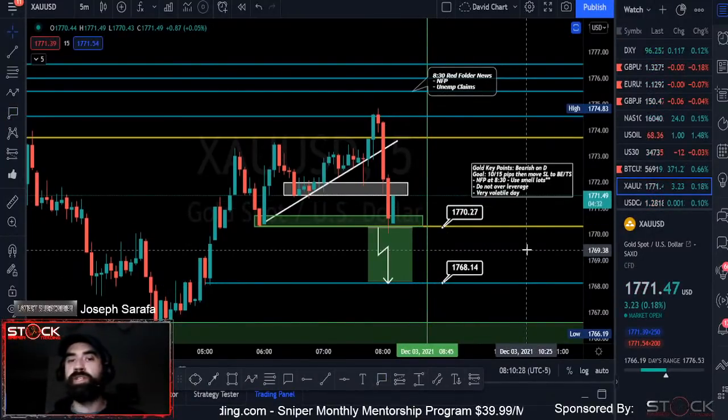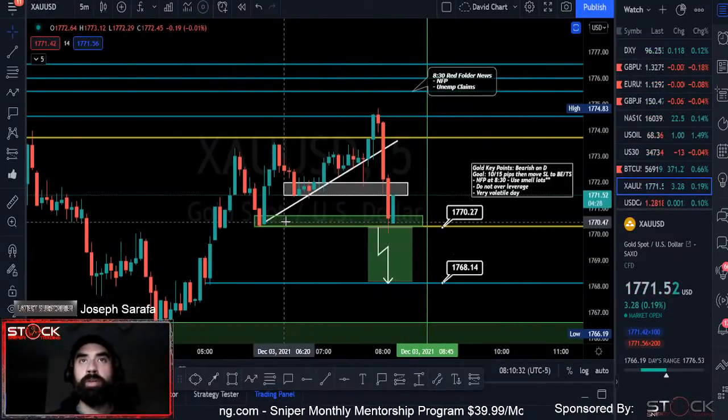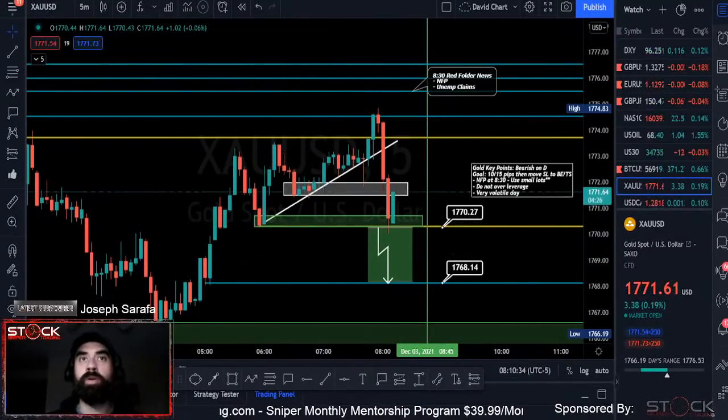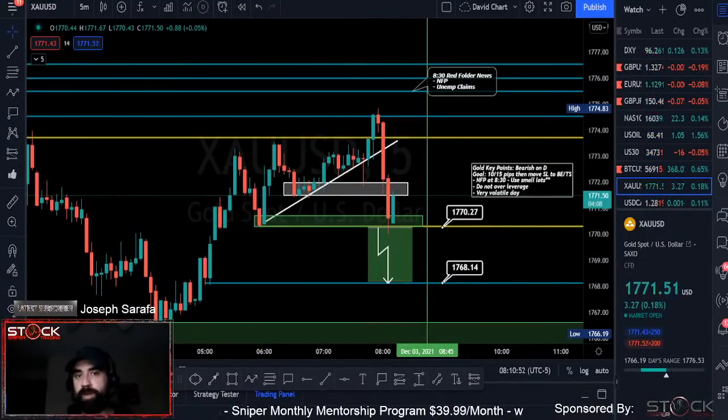Okay, US 30 is still very bullish. Gold actually did find some nice support here. So 4 minutes, guys. You can see the nice demand area. They opened it. It's very nice.